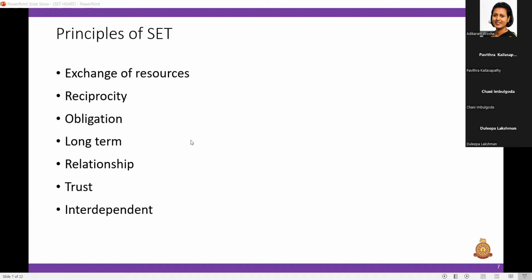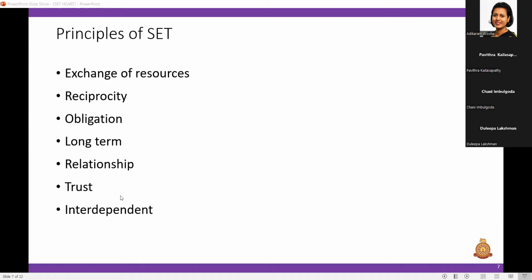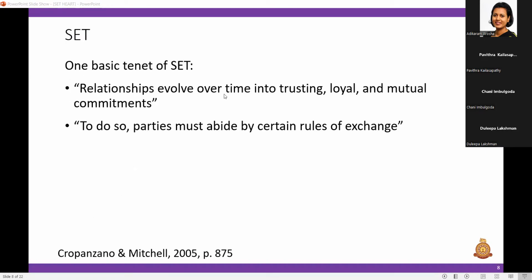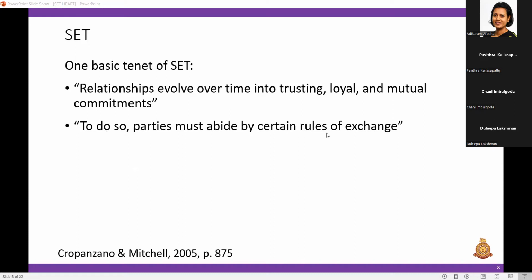You will see repeatedly in the management literature, these are the terms that we use to build our arguments to say why these two variables will be related: in terms of trust, in terms of this reciprocity, what is being exchanged, and so on. As I was trying to say through these principles, the relationships evolve over time into trusting, loyal, mutual commitment, right? So in that relationship, for this reciprocity to happen, parties must abide by certain rules of exchange, right? It's not a written exchange, but sometimes we have it as norms, these rules of exchange, right? When we are brought up in our society, in our families, we are socialized about these rules of exchange.